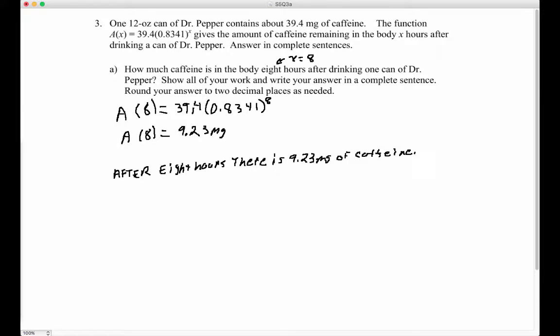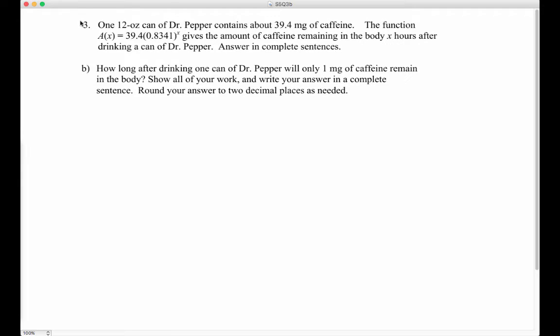Let's go take a look now at part B. So part B of this question, let's see, get to the right window here. There we go. Part B says, again, same problem statement, but this time it says, how long after drinking one can of Dr. Pepper will only 1 milligram of caffeine remain in the body? So now notice they're giving us 1 milligram of caffeine, and what they want to know is how long, all right? So in other words, they're looking for the particular value of x.